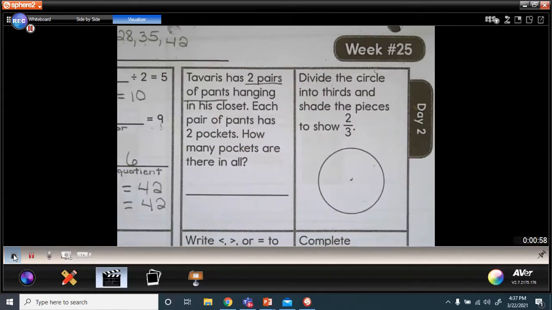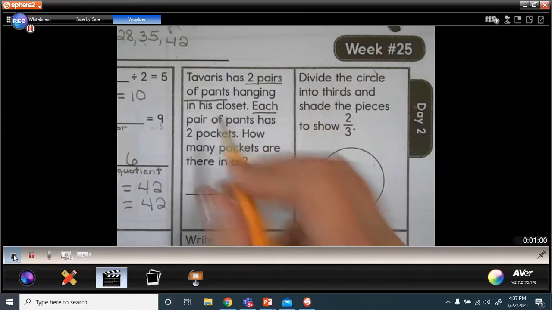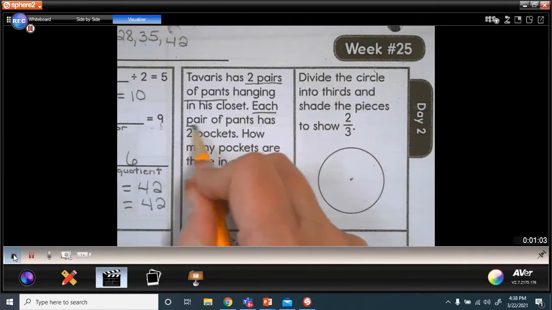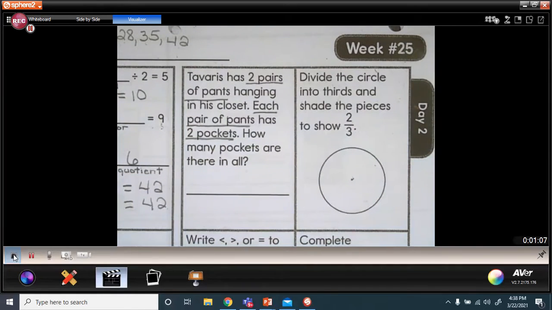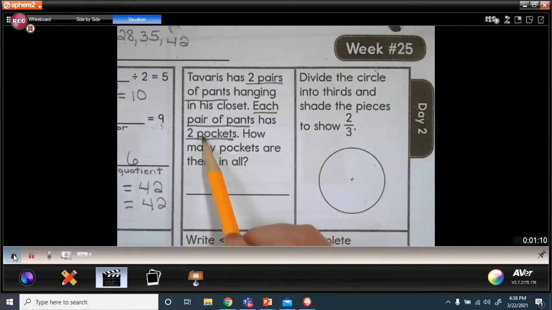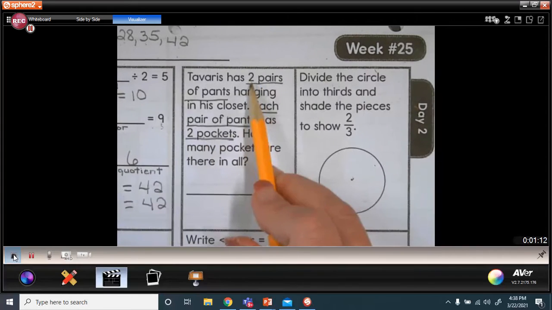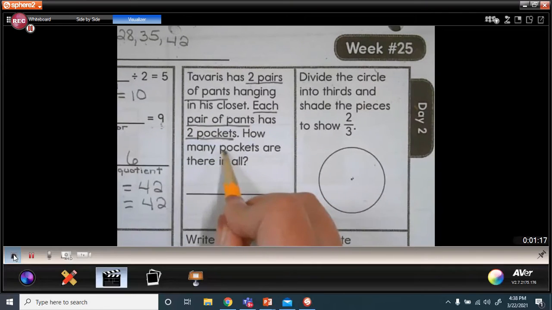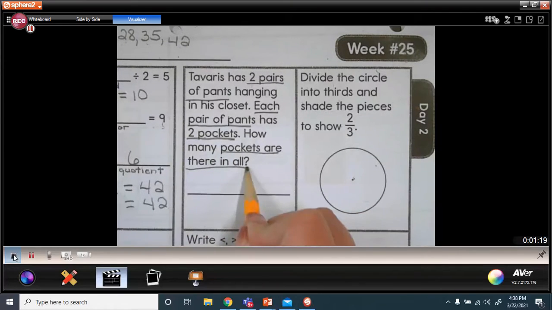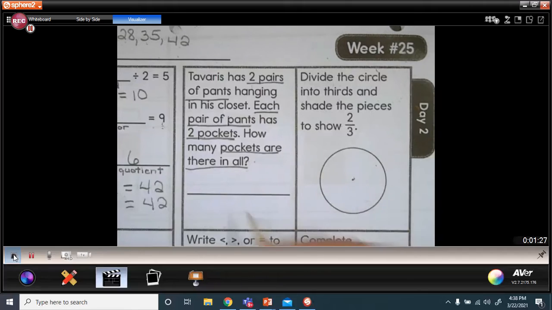Okay? And on each pair of pants, remember that each gives us a real big clue. On each pair of pants, there are the same number of pockets. There are 2 pockets on each pair of pants. And they want us to find how many pockets are there in all. So we're looking for a total number of pockets. Now, when we're looking for a total, we're either adding or multiplying.